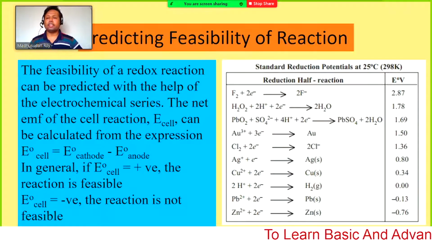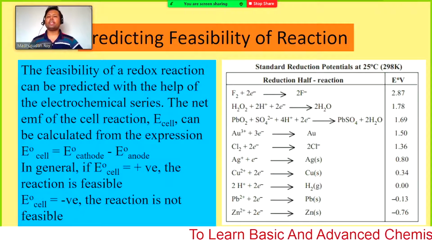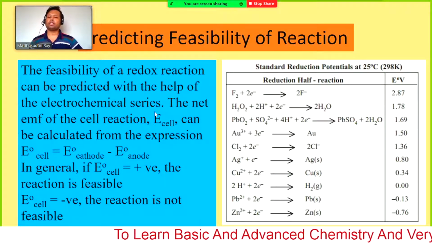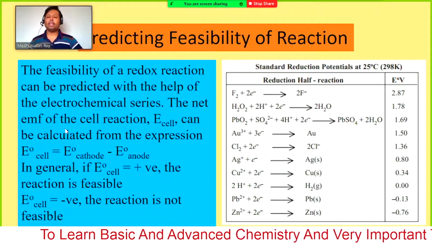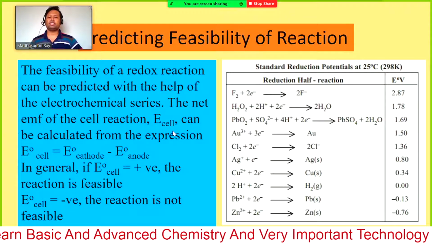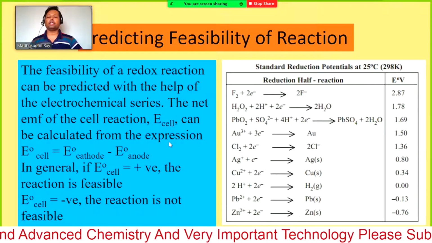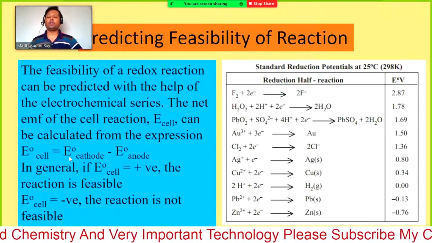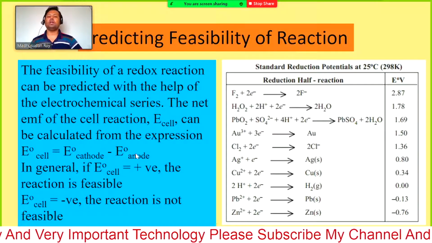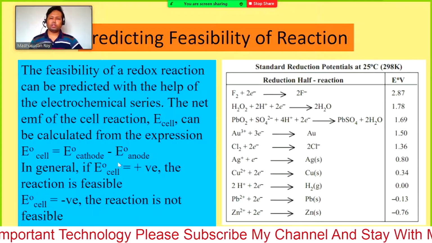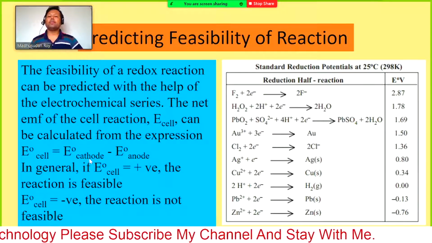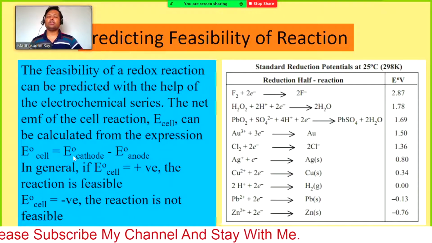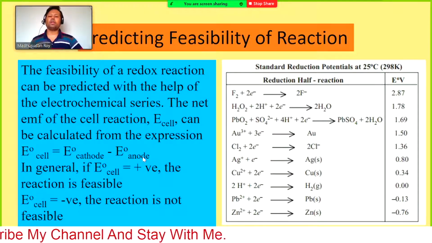Just let's see. The feasibility of a redox reaction can be predicted with the help of the electrochemical series. The net EMF of the cell reaction, E cell, can be calculated from the expression E naught cell equals E naught cathode minus E naught anode. So we have used in the previous slide that E naught cell equals E naught cathode minus E naught anode.